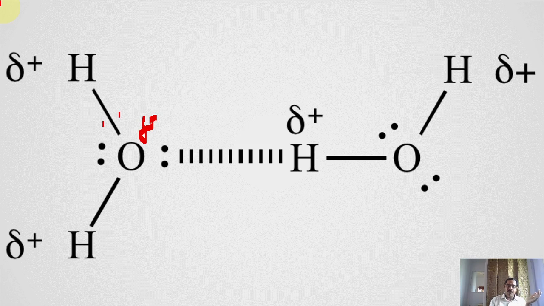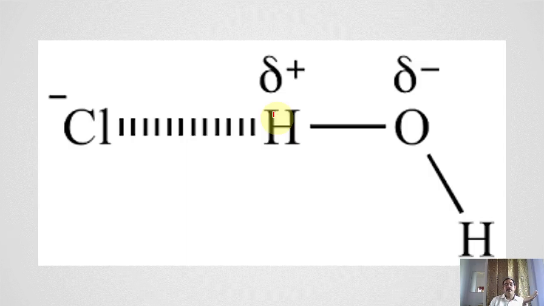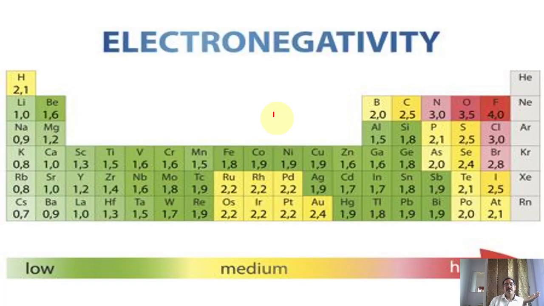Partial positive over hydrogen, partial negative over oxygen, and these partial charges may be used in the formation of hydrogen bond. An attractive force between these two partial charges will give rise to the formation of hydrogen bond. Okay, I think you have understood it, and you can also define it. Good.